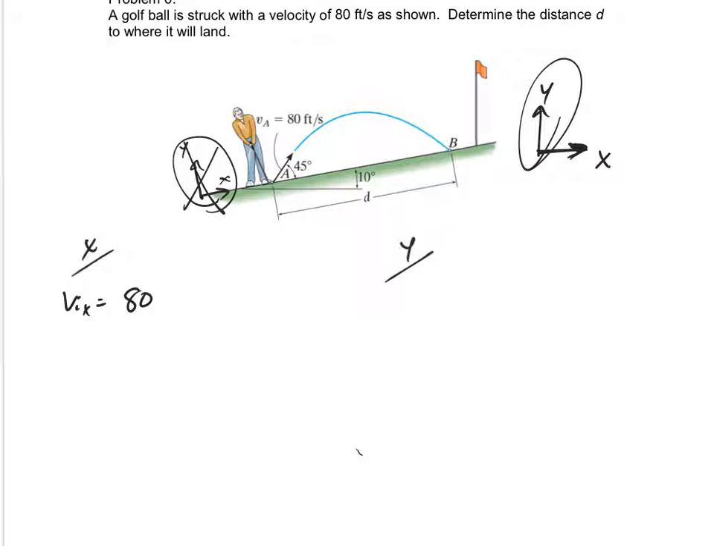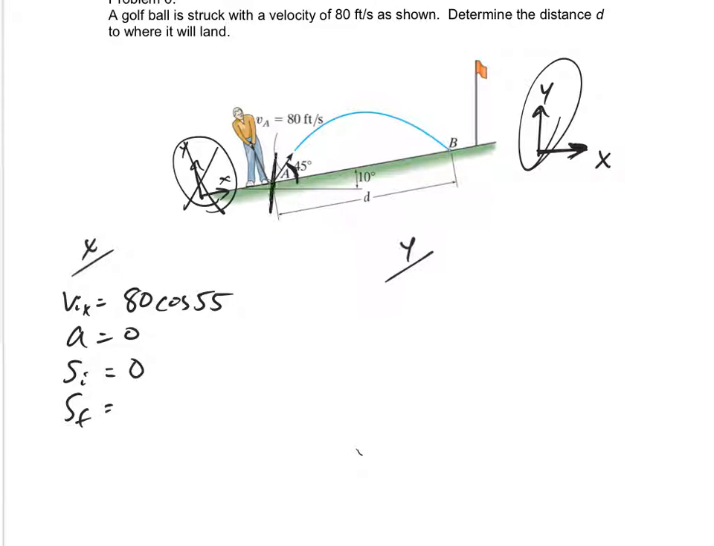So that means this 80, let's look carefully, it's 45 degrees to the incline, but then another 10 degrees, so I'm going to say 80 cosine 55 is the initial velocity. The acceleration is 0. It's s initial and s final only in the x direction.